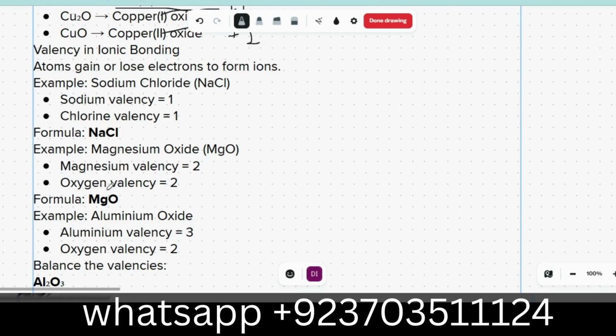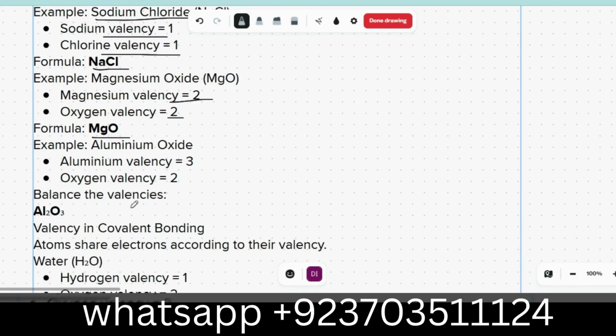Valency in ionic bonding: an atom gains or loses electrons to form ions. For example, sodium chloride. Sodium has a valency of 1, chlorine has a valency of minus 1, that is negative, so that will become NaCl. Magnesium has a valency of 2, oxygen has a valency of 2, so they cancel each other out and become MgO.